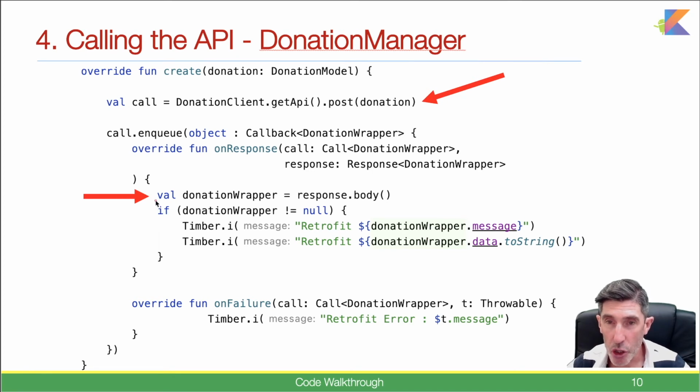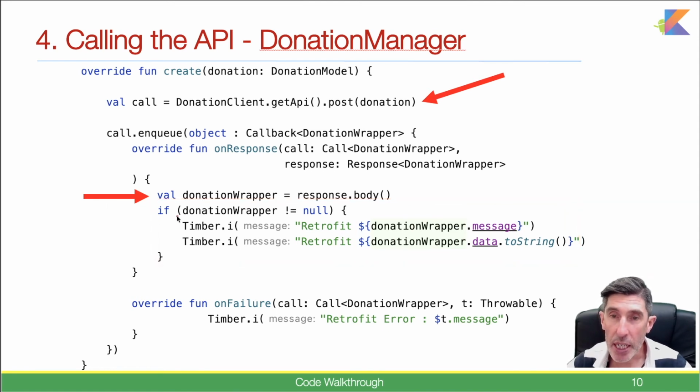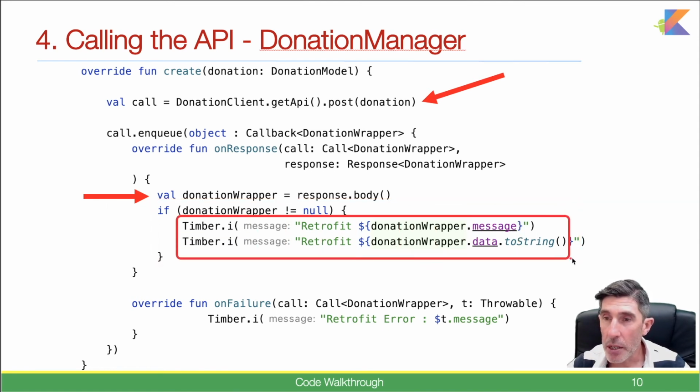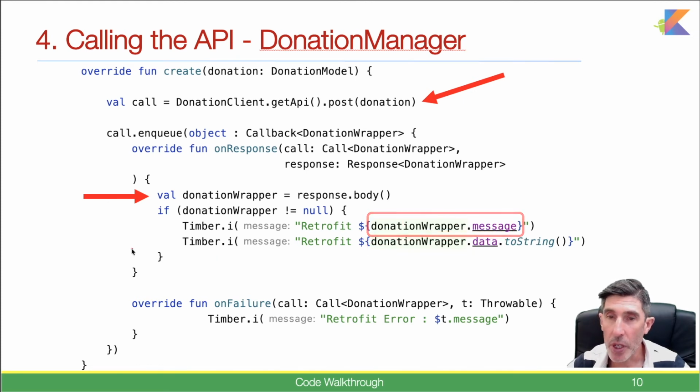So here I am just showing you how to extract that if you need to. We're just doing a check to make sure that the donation wrapper is not null, and I'm just using Timber and spitting it out to the log. But if you needed to, this is how you could get at the data property, and this is how you would get at the message property. Okay, and again, they have to go hand in hand, the onResponse with the onFailure. Both have to be implemented. Okay, so that was our create.